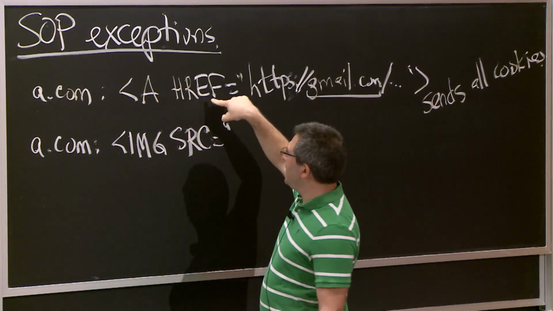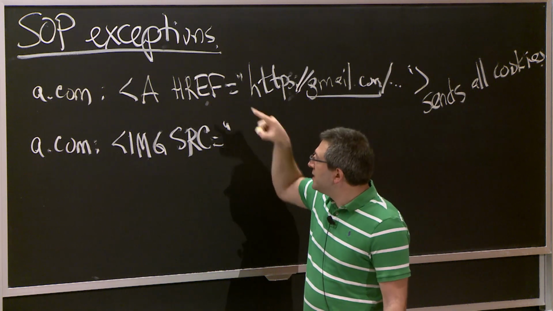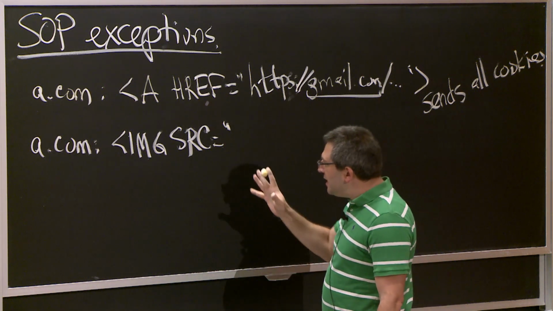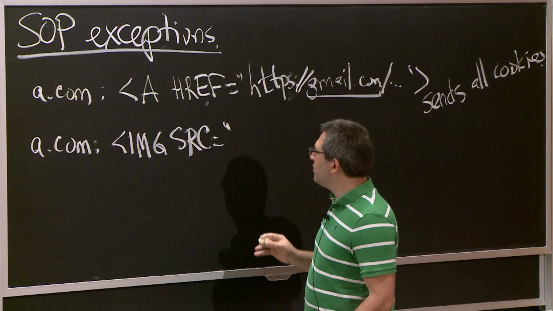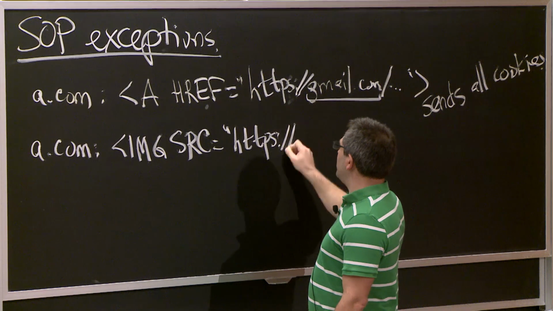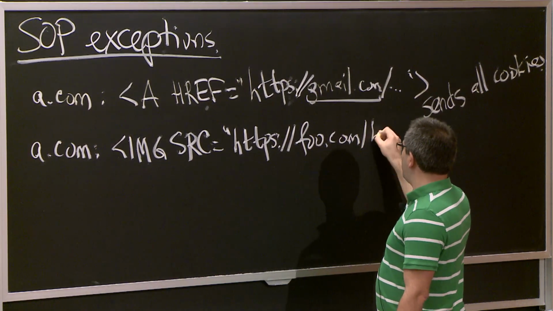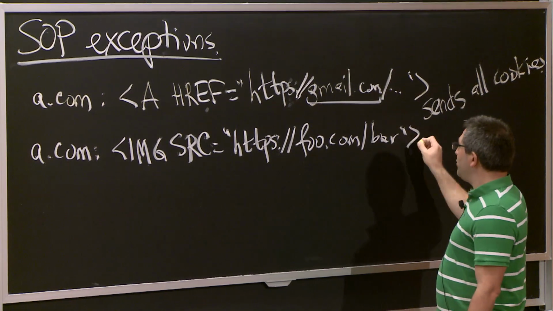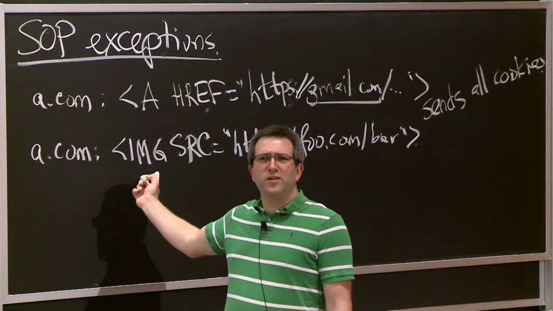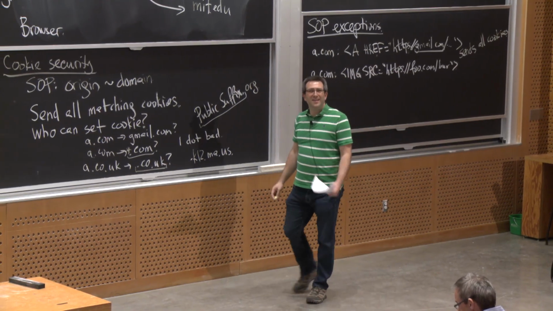It's understandable why the link exception is there. This is the intent of the web designers. They wanted links. Images are another exception, slightly more dubious, but also with some reason why they exist. You could also load an image from a different origin, say from foo.com, bar, whatever. And that is actually allowed. Why do they allow this stuff? This seems ridiculous. Why can I load images from anywhere on the web? Yeah?